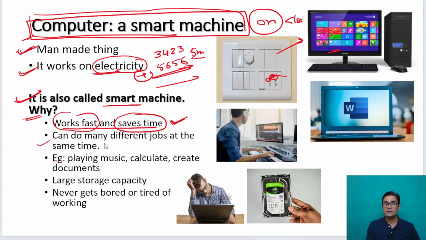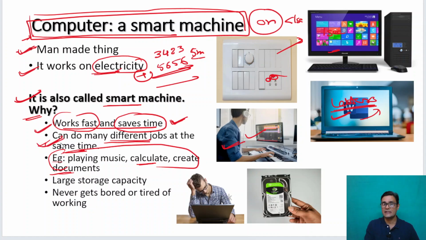Now, computer is called a smart machine because it can do many different jobs at the same time. You can see your father, your daddy working on the computer sometimes. You can play music on the computer. You can make letters. You can see your father sending mail. You can write letters and send it. Okay, and you can play music. You can create documents. You can do calculation. All this, so many different jobs it can do at the same time.